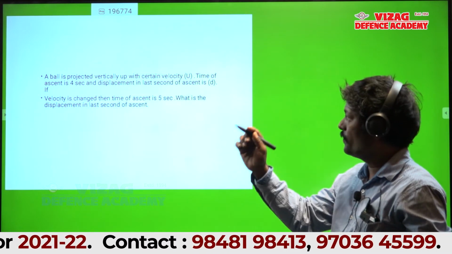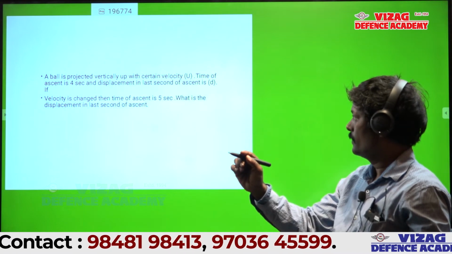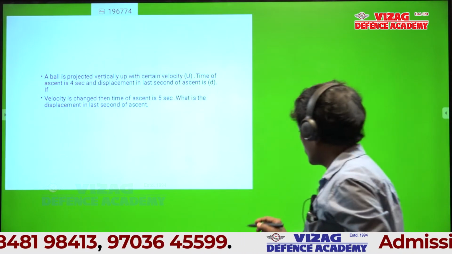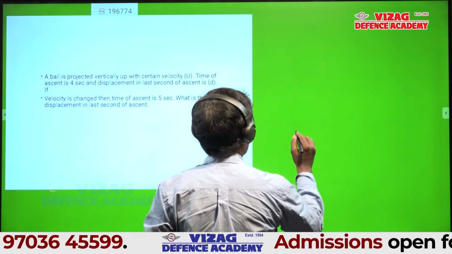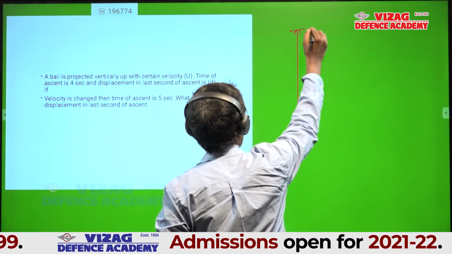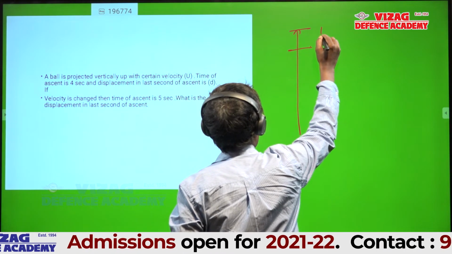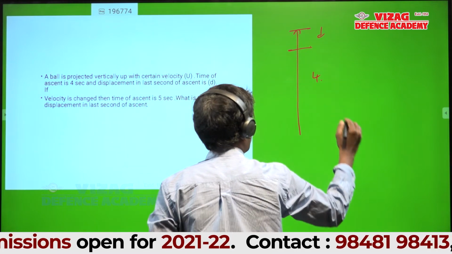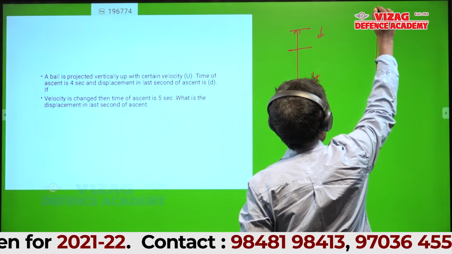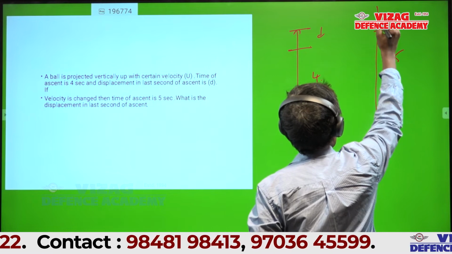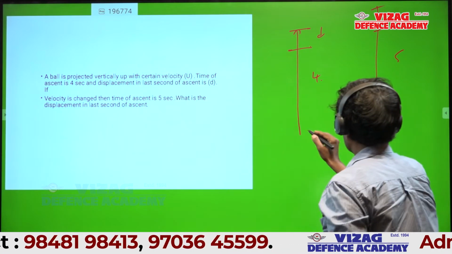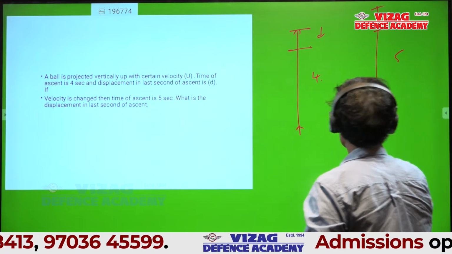When the time of ascent is 4, in the last second it covered d. Time of ascent is 4. If the time of ascent is 5, in the last second, how much will it cover? Velocity will change.